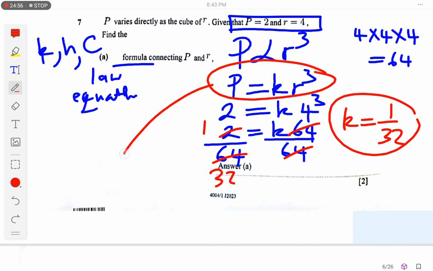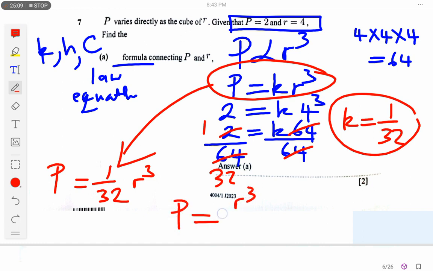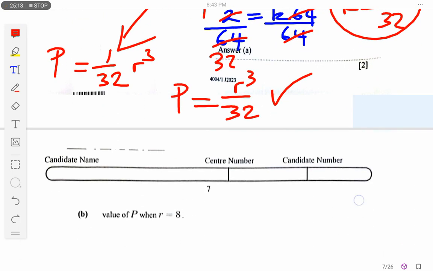Okay, so let's rewrite it. We will find out we have P is equal to 1 over 32 R cubed. If you want, you can write it as P is equals to R cubed over 32. It's the same thing. Okay, let's move on.